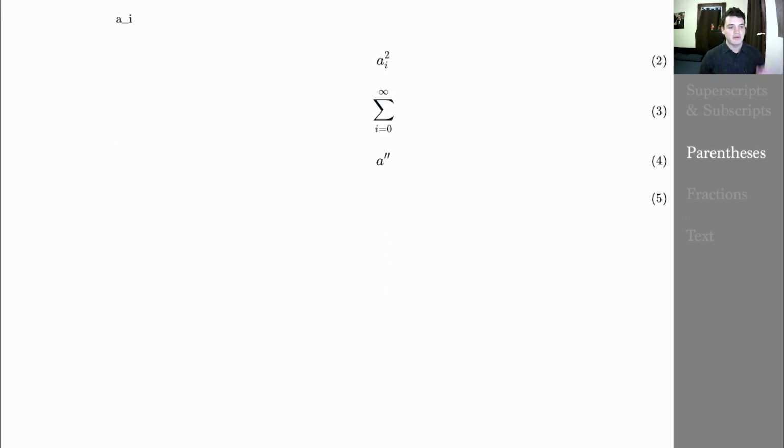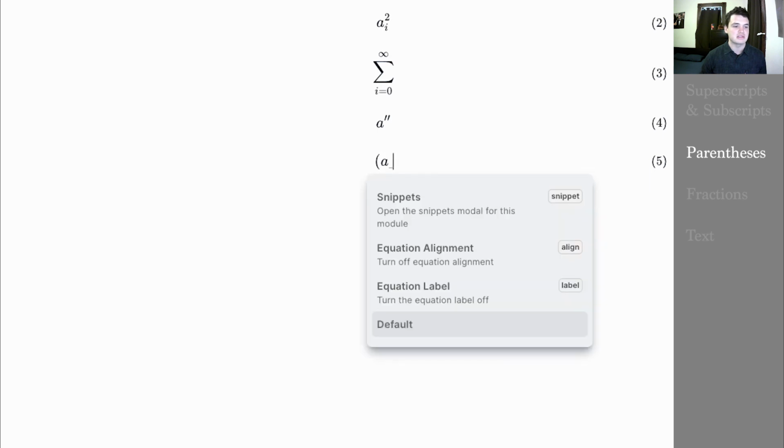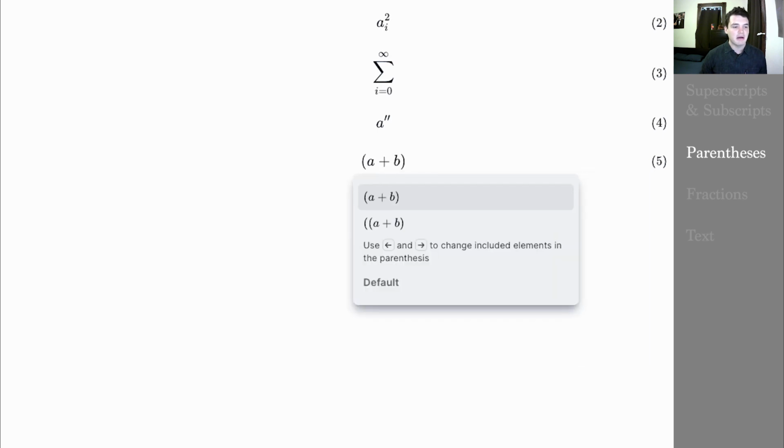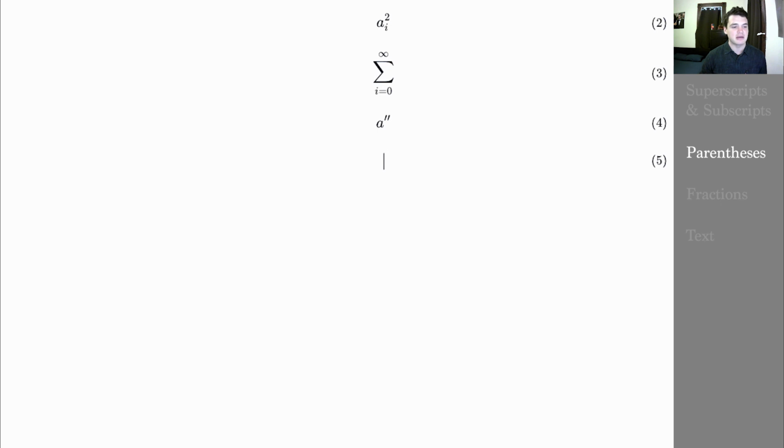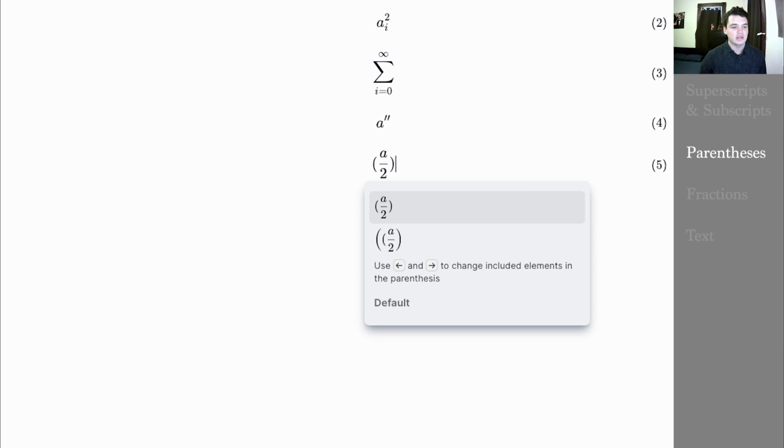Okay, so next up, I want to tell you about parentheses. In one sense, there's really nothing special about creating parentheses in Zymbolic. All you have to do is type open parentheses, a plus b, and then close parentheses. However, there are some situations where, for example, if I type open parentheses and then I create something like a over 2 and I type close parentheses, you'll notice that the parentheses don't really look right because they aren't the same size as the thing that they're enclosing.